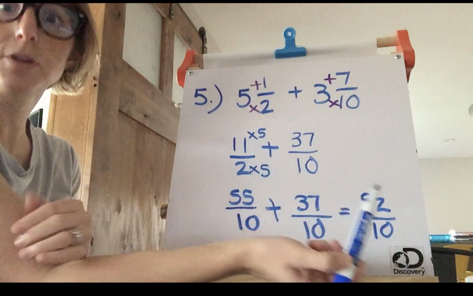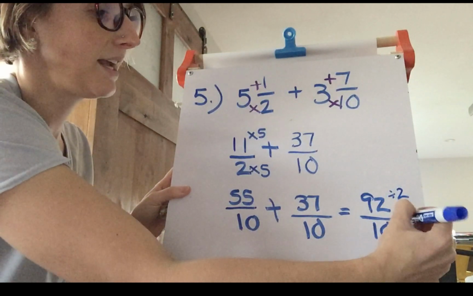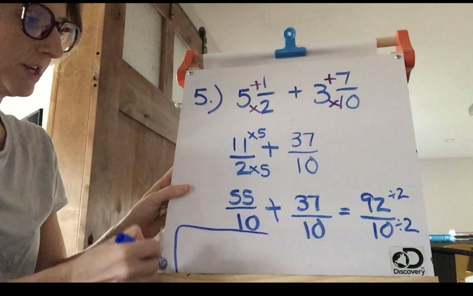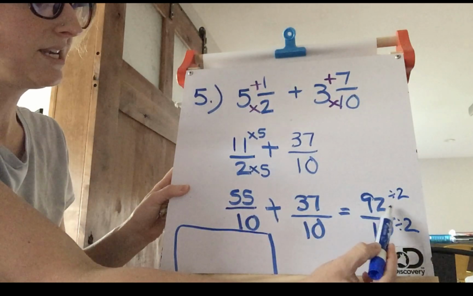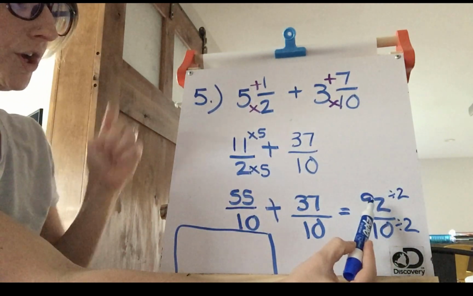So if we think of our divisibility rules, 2 goes into them. I can divide 92 by 2, and I can divide 10 by 2. 92 divided by 2, I'm going to come right down here because I'm running out of room. You could use your calculator if you needed to, or you can do some mental math.